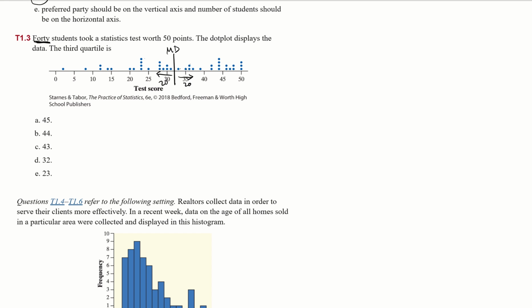So 1, 2, 3, 4, 5, 6, 7, 8, 9, 10. So that means that we're going to need to cut it here. And so the third quartile looks to be 44. So this is the third quartile. Looks to be about 44. Okay, so the answer is B.